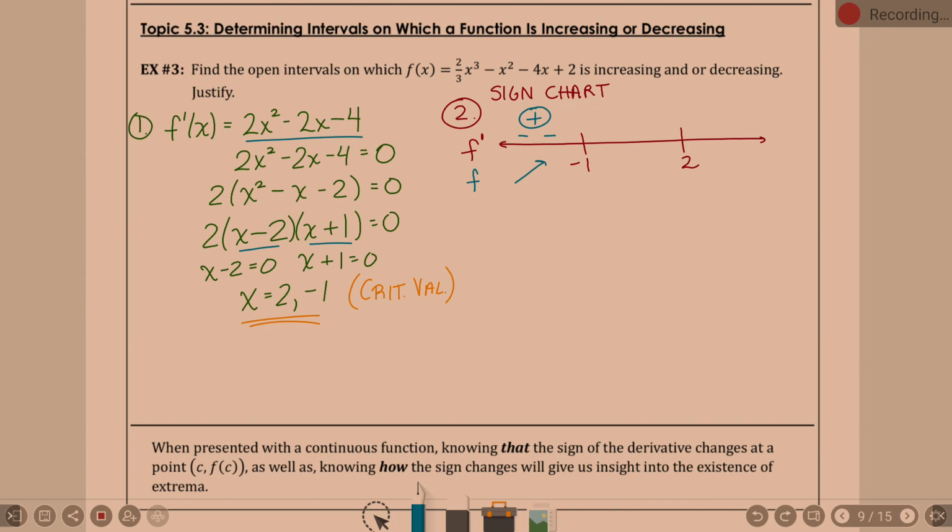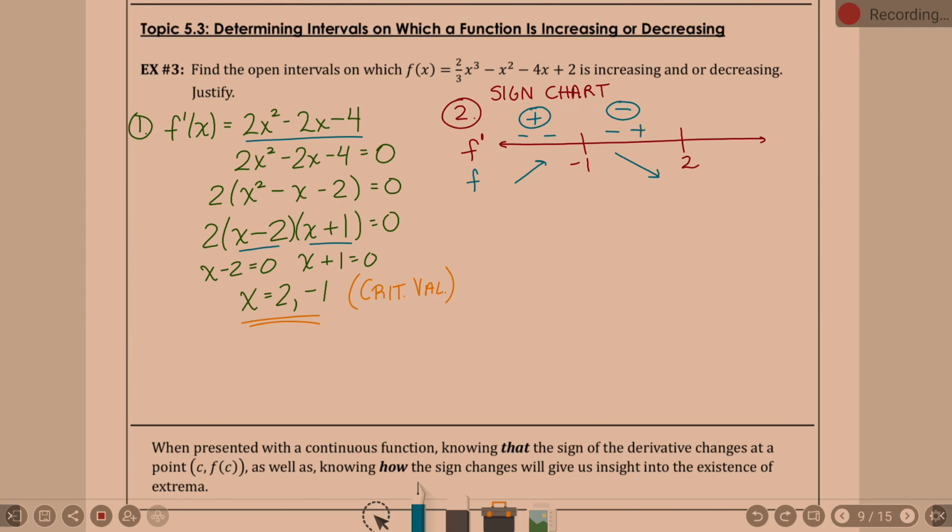What about -1 to 2? 0. Okay, put in 0. 0 minus 2 is a negative. 0 plus 1 is a positive. Positive times negative is a negative. A negative derivative says my function will be decreasing.